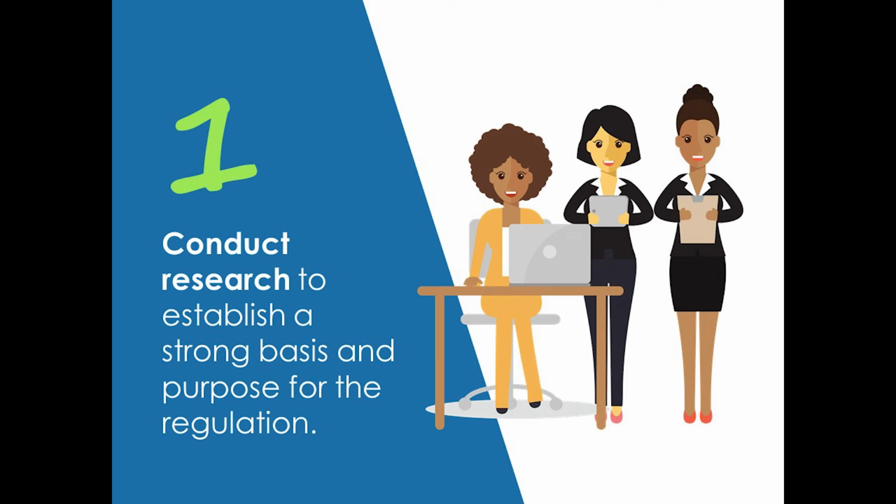The first task for Wendy and her team is to conduct extensive research on food safety issues and possible regulatory solutions. Doing research can establish a strong basis and purpose for the regulation, which can be helpful if the regulation is later challenged in court. Here are some possible research topics for Wendy. The scope of the problem being addressed, such as rates of food safety-related illnesses for mobile food establishments. Efficacy of different types of solutions. For example, whether construction and design standards would improve food safety.